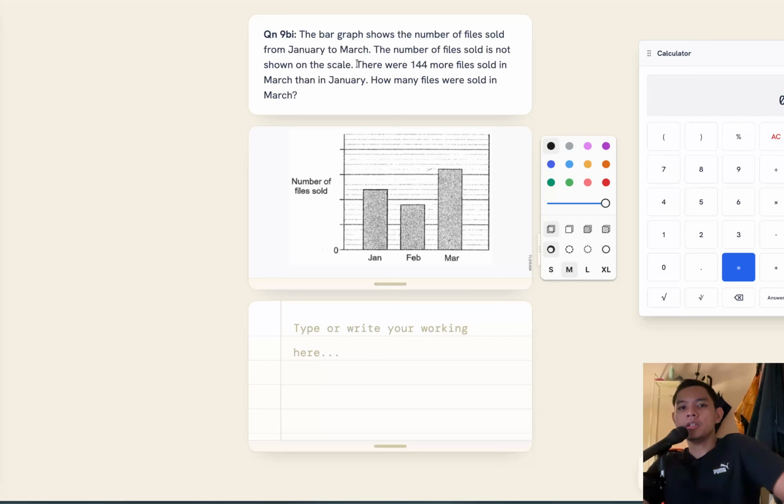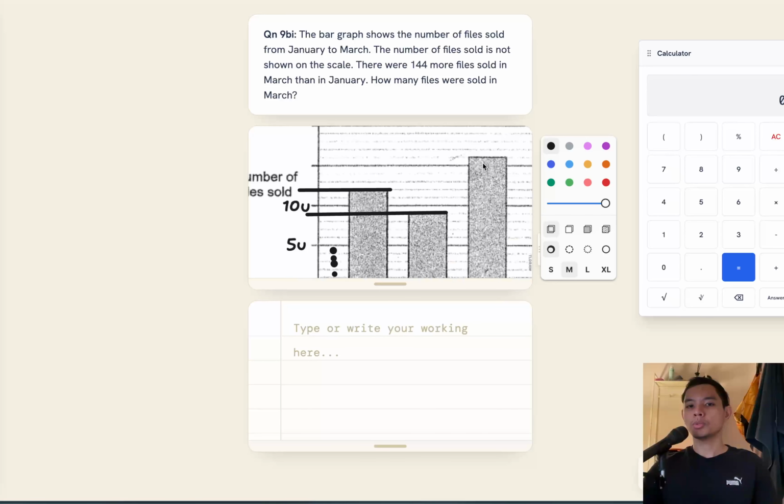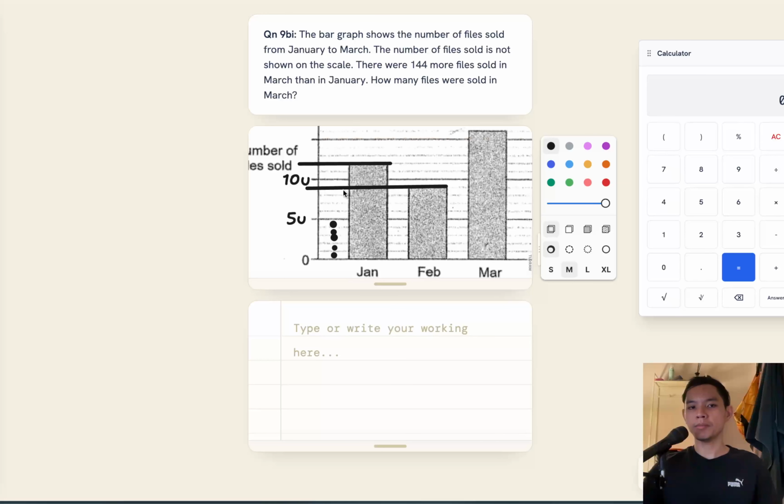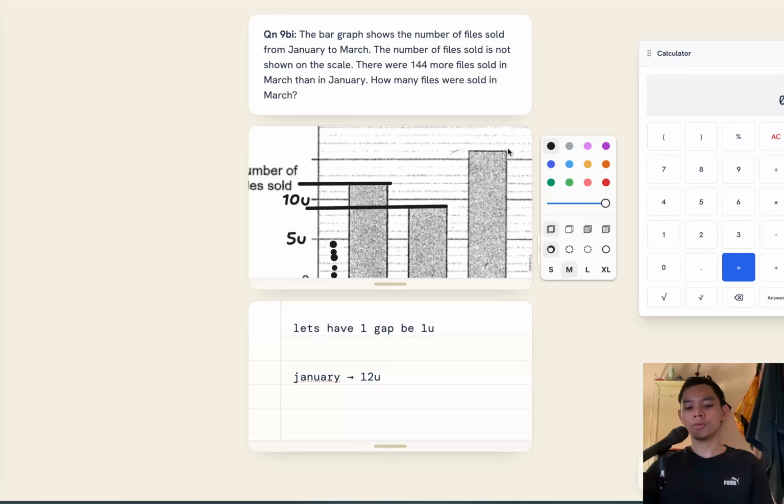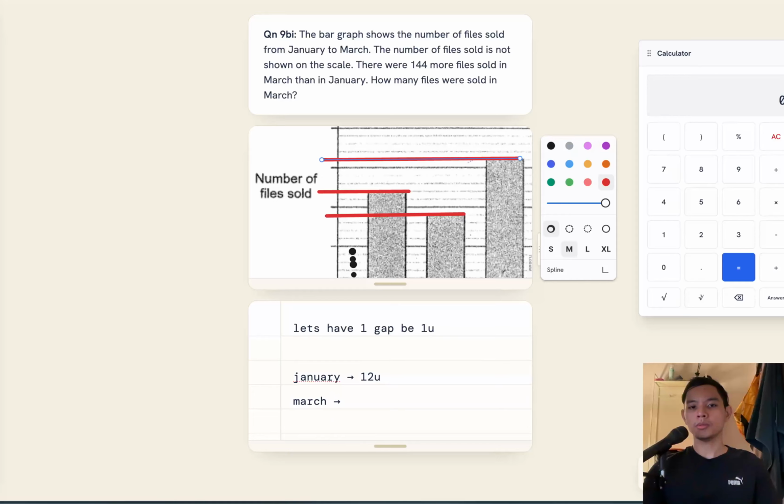Question 9, part B. There were 144 more files sold in March than in January. How many files were sold in March? We need to find January and March. So we already know from the last question, January is 12 units. Then for March, this is 10 units, this will be 15 units. So March over here will be equal to 16 units.